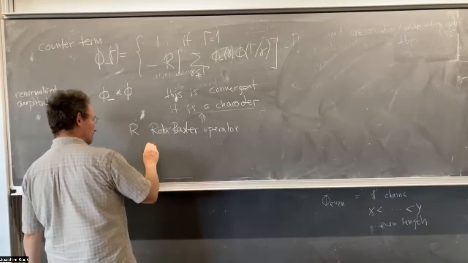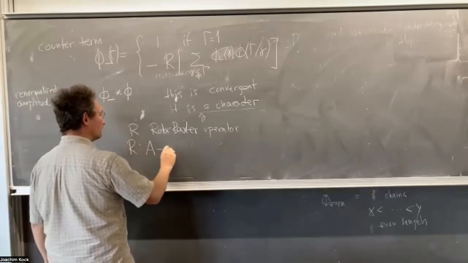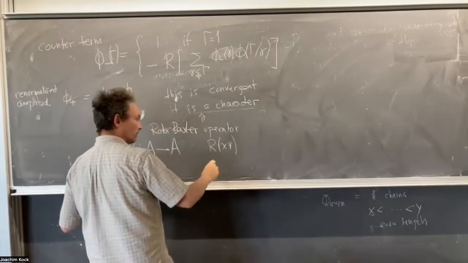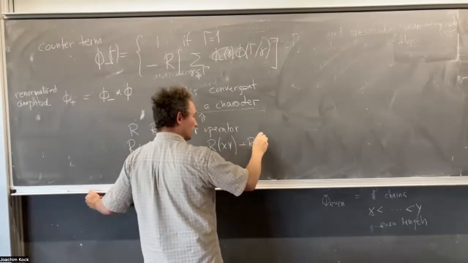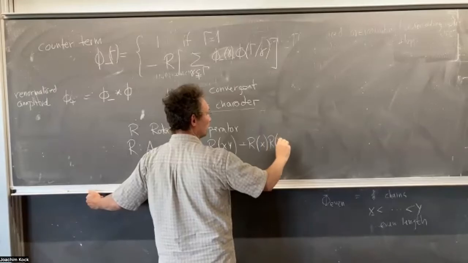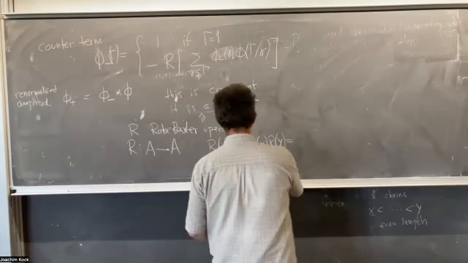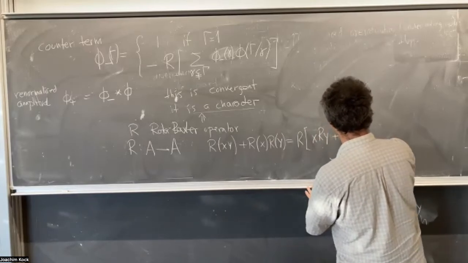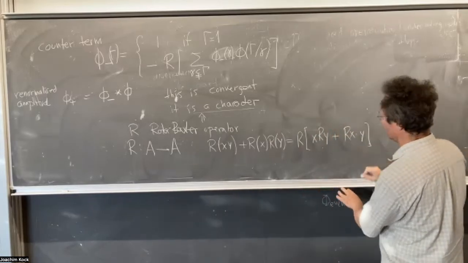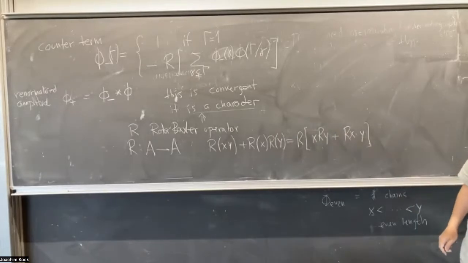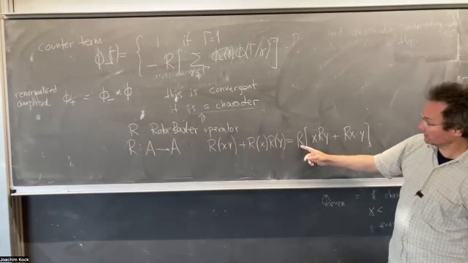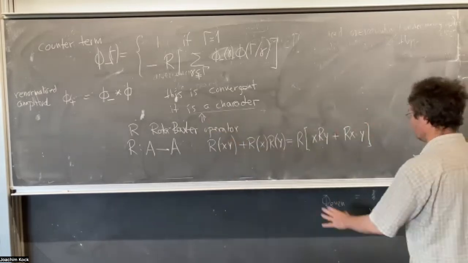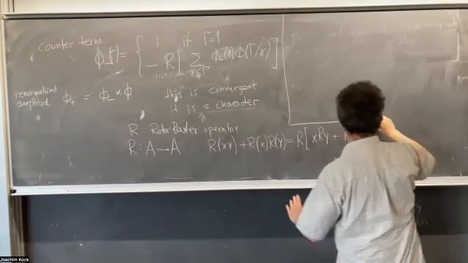So a Rota-Baxter operator on an algebra, it's one that satisfies the following. It's a linear operator, but it's not multiplicative. So the lack of multiplicativity has the following form. It's R(X) R(Y) plus R(XY). This is the Rota-Baxter equation. And this is the key property to ensure that this one is, again, a character. Okay, now I'll do just the formal stuff.